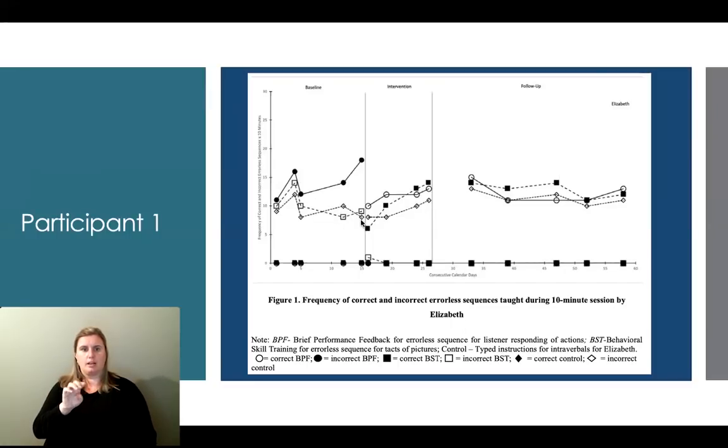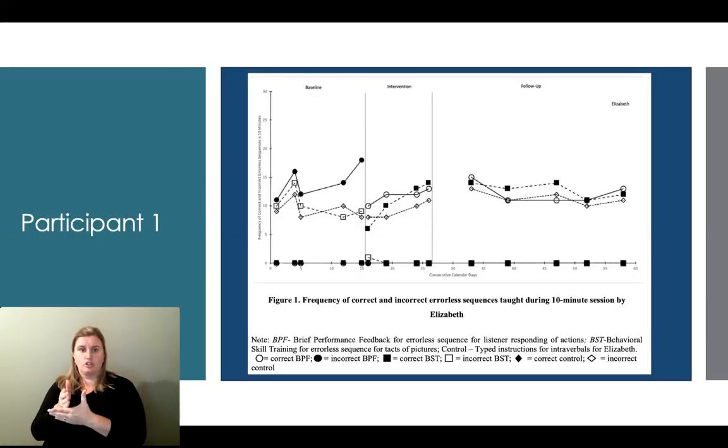Now, following consistent baseline on the frequency of correct and incorrect errorless teaching sequences, this is what we need to start tuning in on. Here, the open circles mean correct implementation of BPF for this participant, and the closed squares, correct implementation of BST. In this case, BPF appeared to have a more rapid change in level between baseline and intervention.